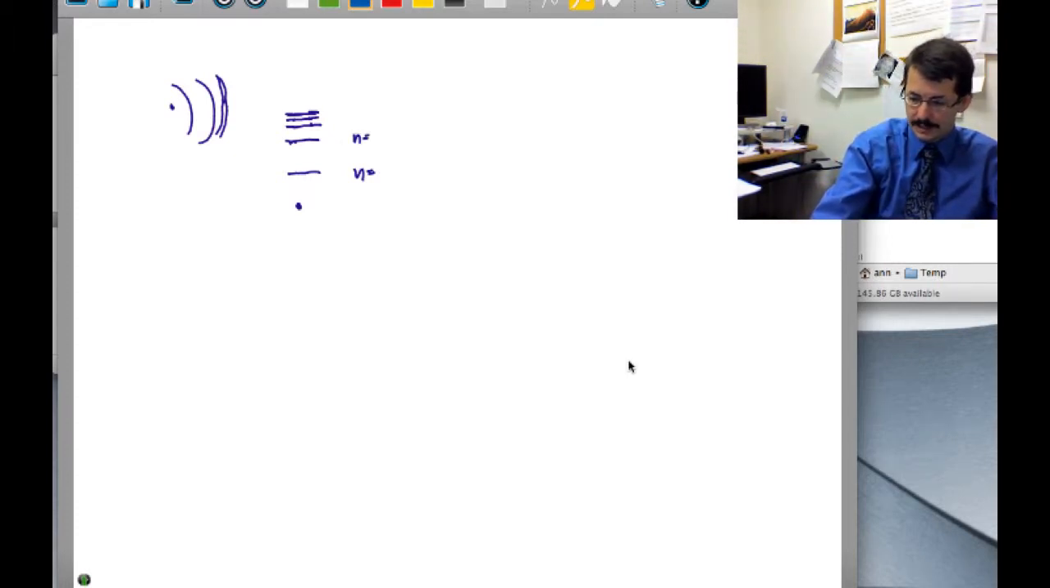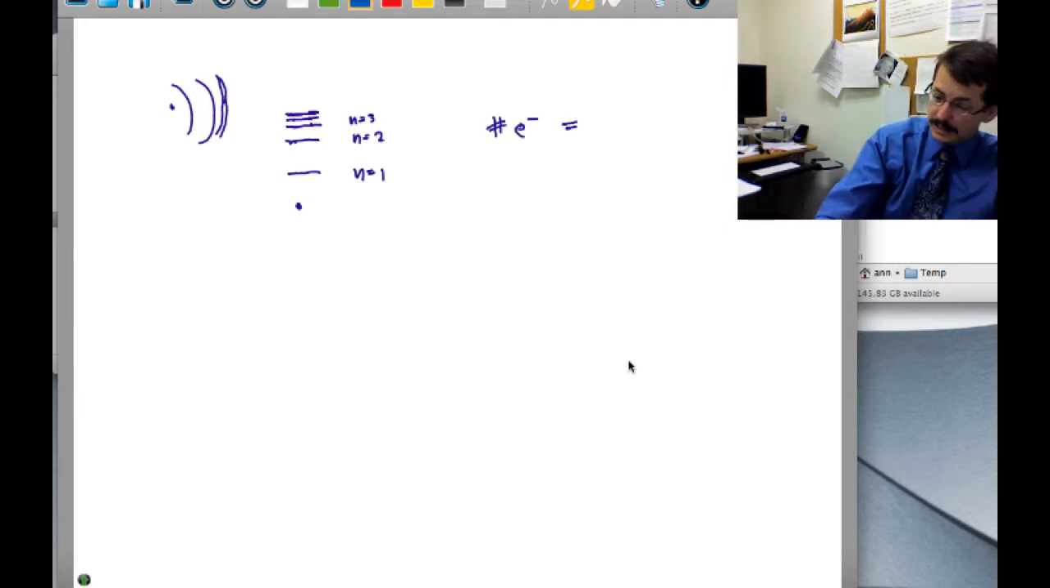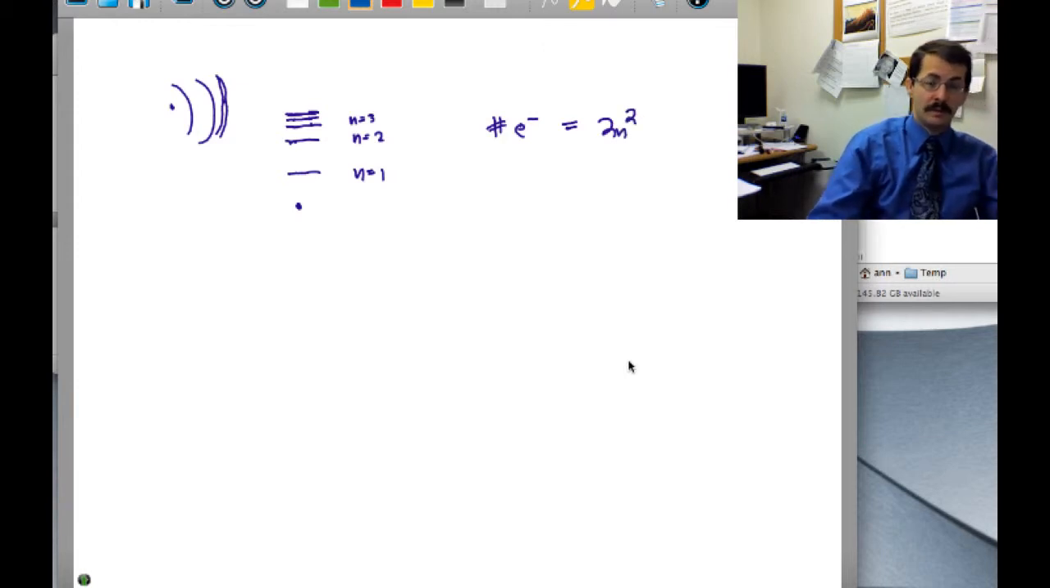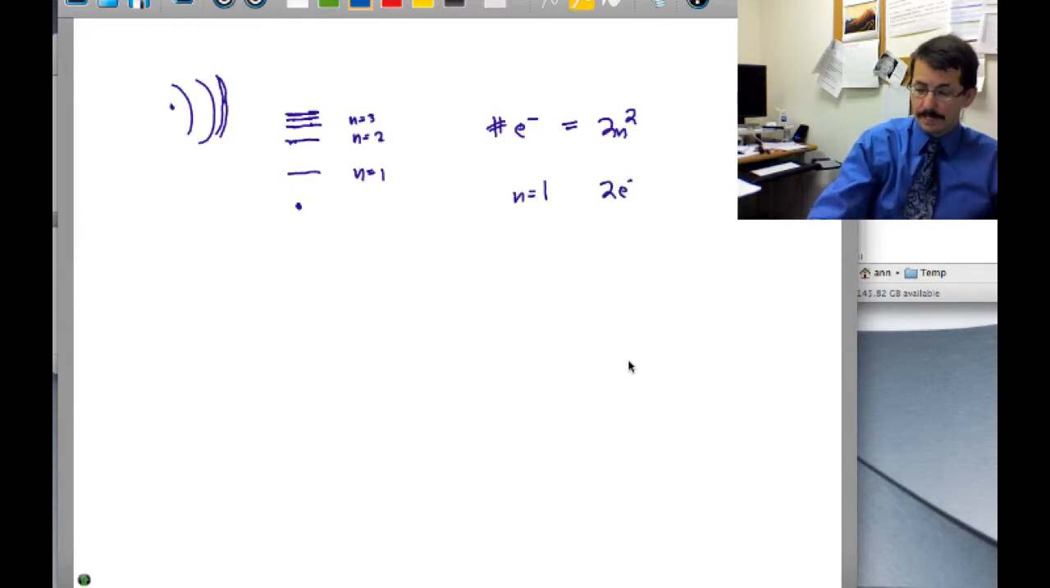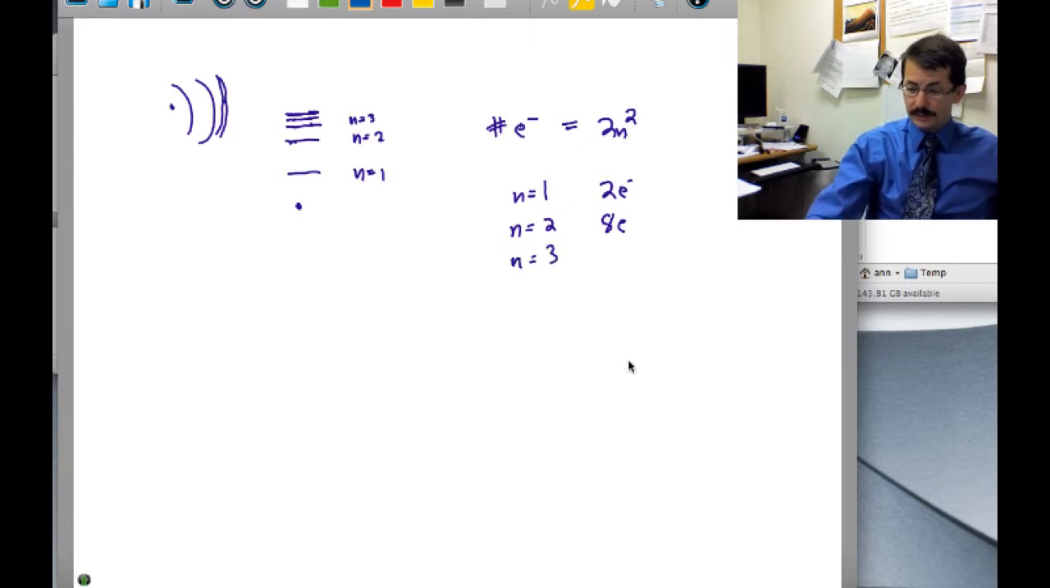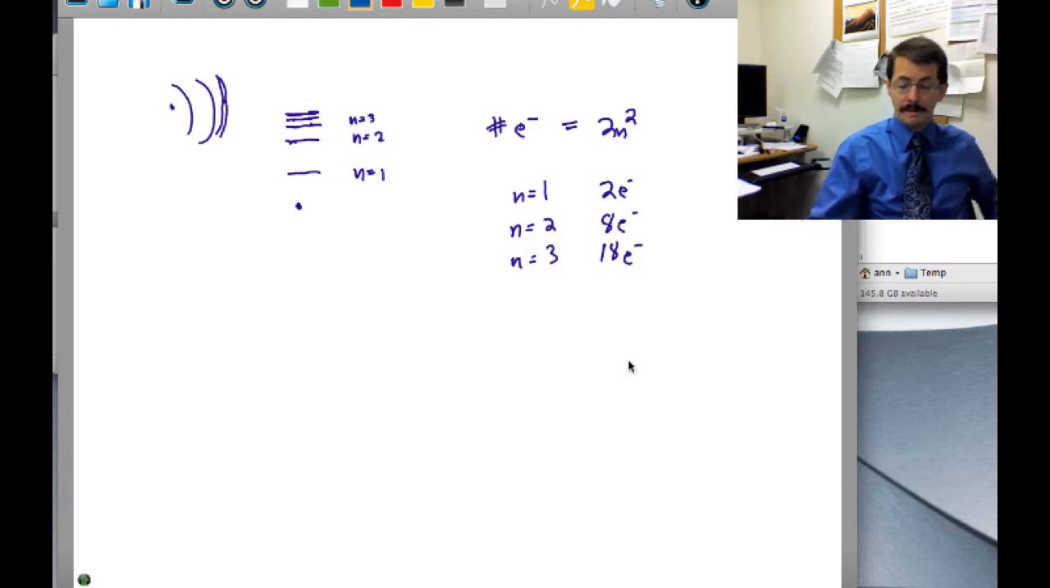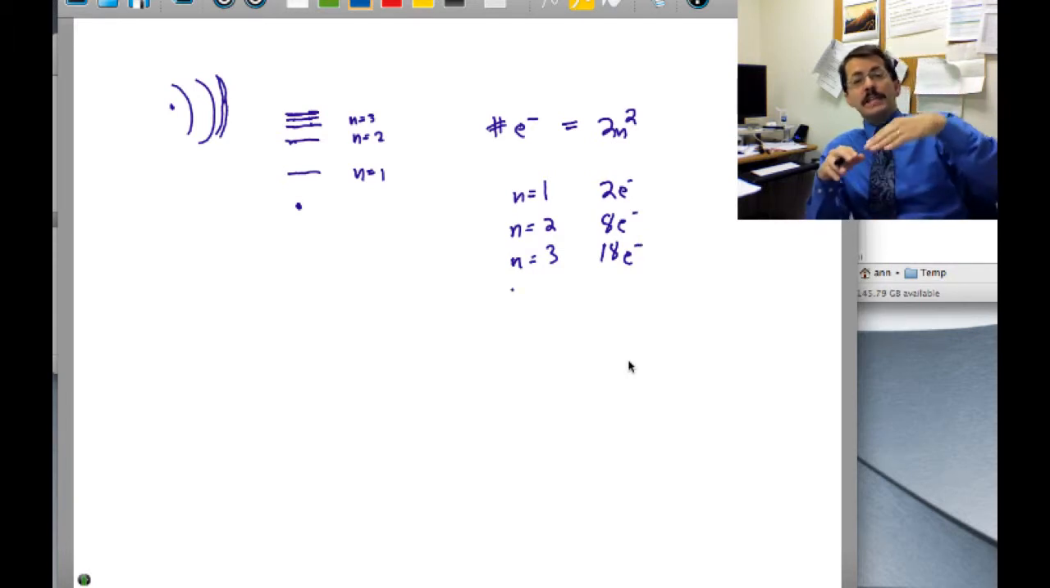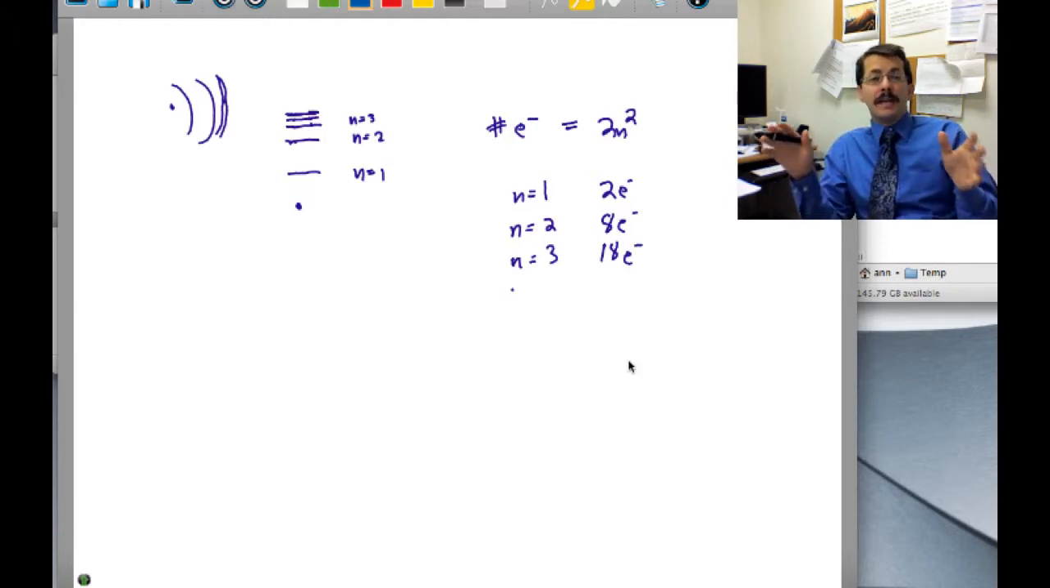the first shell, n is equal to 1, n is equal to 2, n is equal to 3, the calculation started to come out that the number of electrons in each shell was equivalent to 2n squared, the principal quantum number. The first energy level could only hold 2 electrons. The second energy level could only hold 8 electrons. The third energy level could hold 18 electrons, etc. So each of these shells could hold up to that many number of electrons.